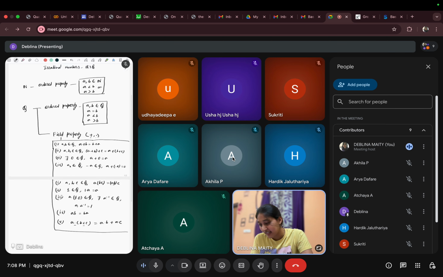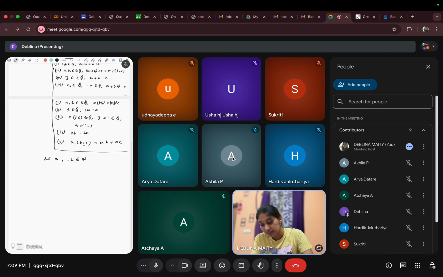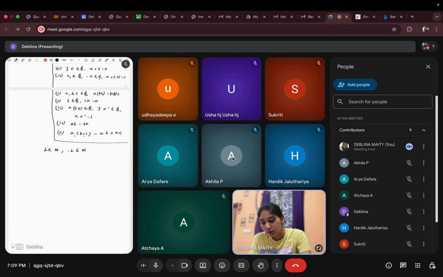And N does not have this property, because see, if 2 is there, 2 belongs to N, but minus 2 does not belong to N. So like that, N does not satisfy all these properties. So Q is an ordered field, and R is also an ordered field. If you see in the videos, R is also an ordered field.